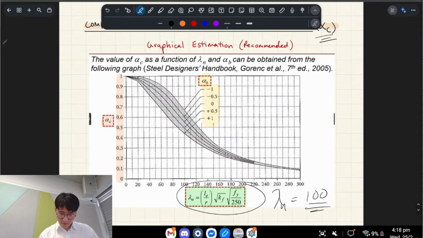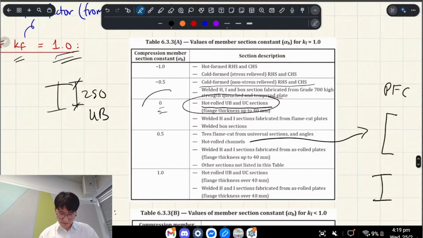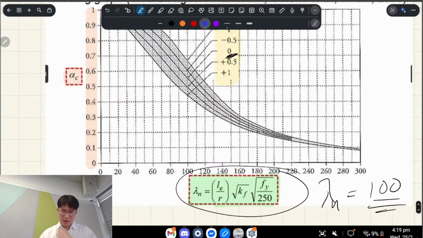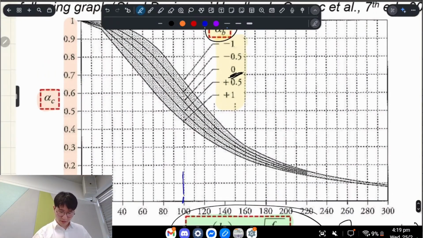And then it's a UB. If you remember that table, for a UB, alpha B was 0. So that's this one. So what you do, you go to 100, you go up until you reach 0. So that's the line for 0, and you bounce left. And that gives you 0.55, for example.